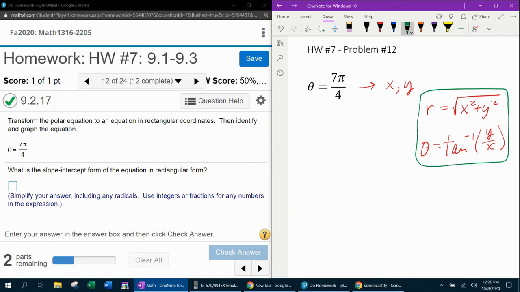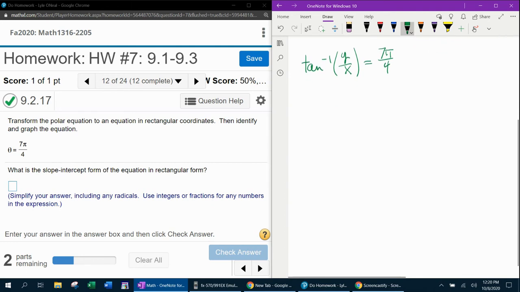The second formula says if I have a theta, I can replace it with the inverse tangent of y over x. And so that's what I'm going to replace this theta with. That's going to be the inverse tangent of y over x equals 7 pi over 4. Now if you notice, I don't have any more r or theta. Now it's in terms of x and y. And now I need to try to get to slope-intercept form.